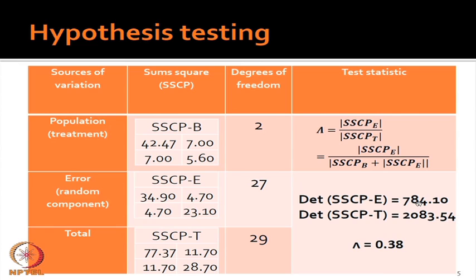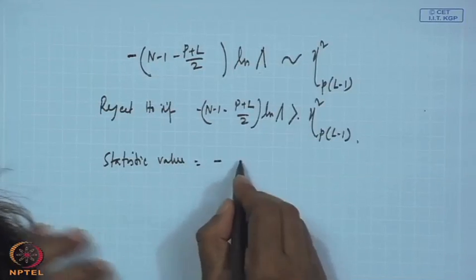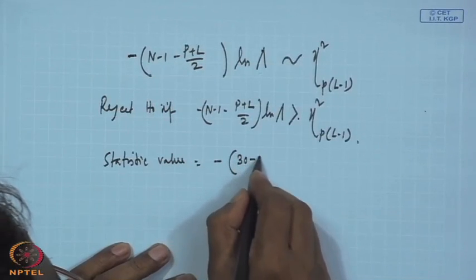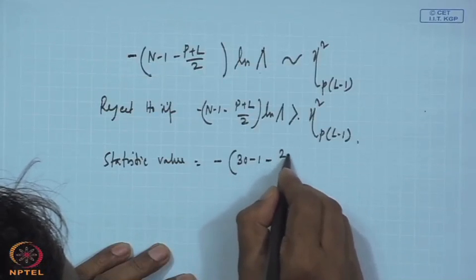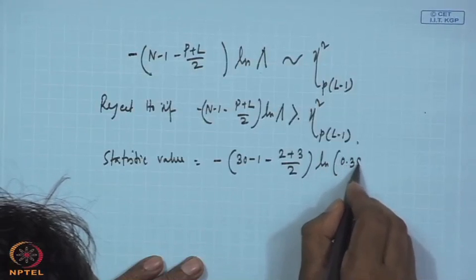Okay. So, your determinant of SSCP E is 780.10, determinant of SSCP total is 2083.54. Now, if you take the ratio, you will be getting lambda equal to 0.38, correct. Now, what will be the log lambda? So, our statistic value will be minus n, which is 30, minus 1 minus p, which is 2, plus L, which is 3, by 2, log of 0.38.